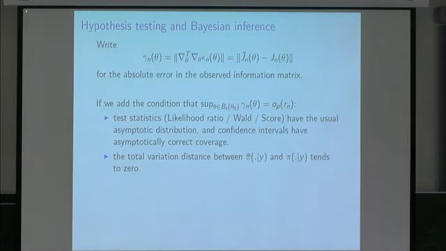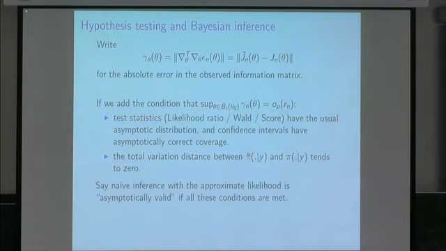In practice, I found that this condition, which has to do with the error in the observed information matrix, is a bit weaker than the condition that you have to show for the error in the score function. I'm not saying that's true in general, just in the situations I've looked at. So this quite often tends to hold if the other one did. If all of these conditions are met, I'll summarize by saying that naive inference with the approximate likelihood is going to be asymptotically valid.